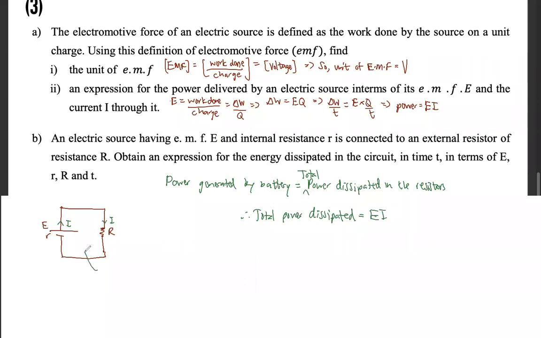For this particular circuit, let's apply sigma E equals sigma IR. Sigma E is just E, but sigma IR is I times simple r plus capital R, because current I is flowing through both. Therefore, I is equal to E over r plus R. If I substitute it here, E multiplied by E over capital R plus simple r. Therefore, the answer is E squared over capital R plus simple r.